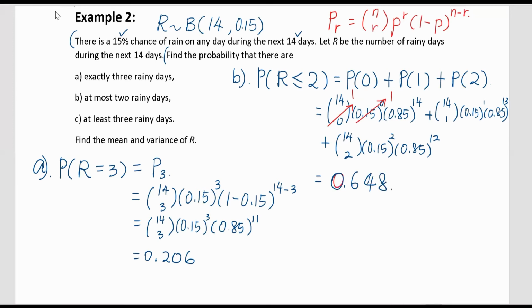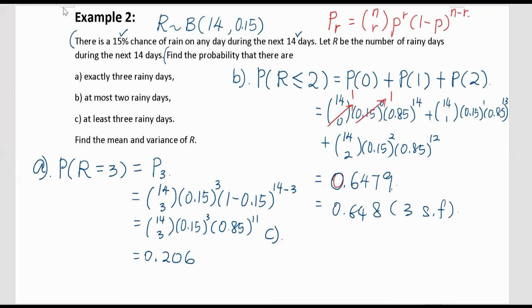Maybe I write down 0.6479 first, then 0.648 to 3 SF. So why do I do this? Because I need to answer part C now.